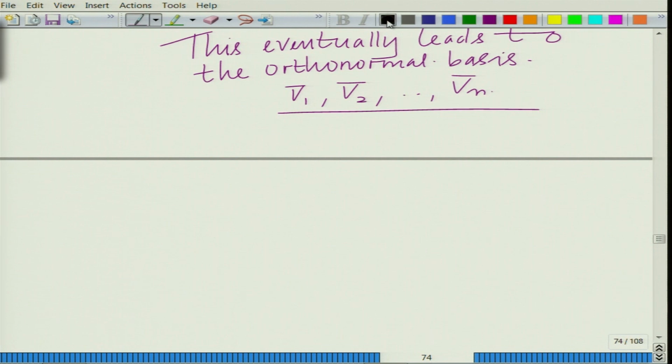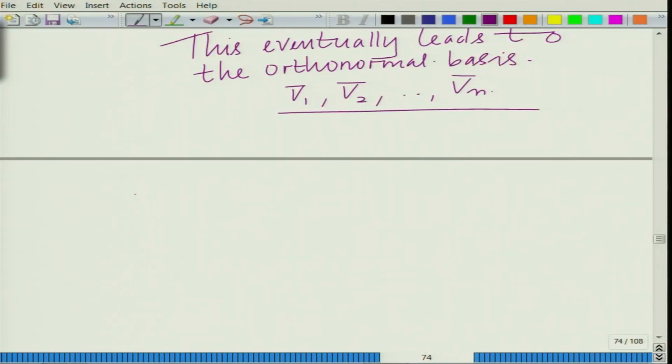Okay. All right. So, essentially at every stage you are removing the projections along the previously determined orthonormal vectors, and then finally, you are dividing it by its own norm to make it unit norm. So, this makes it orthogonal to the previously determined orthonormal vectors. Let us take a simple example to understand this better.